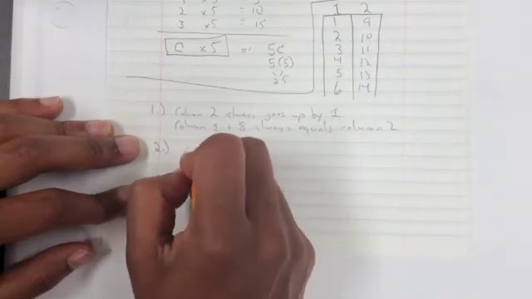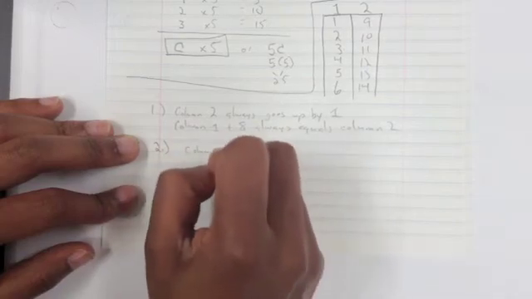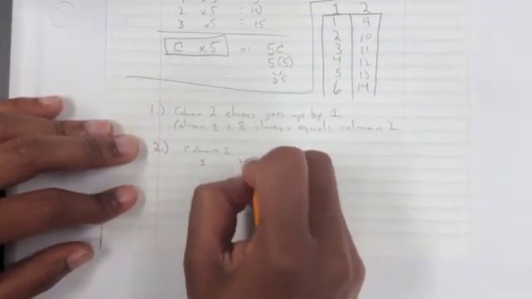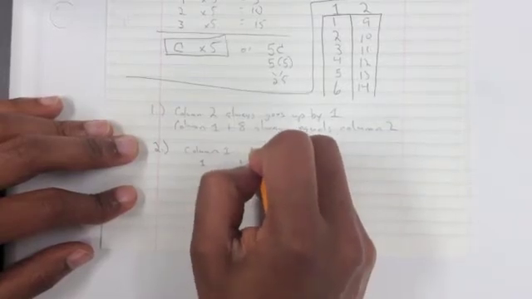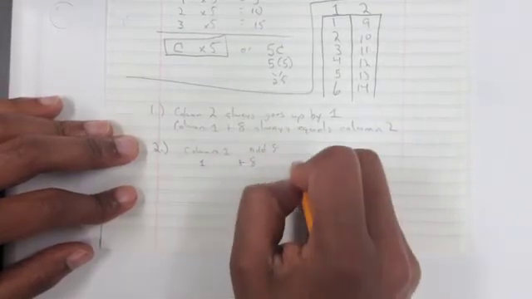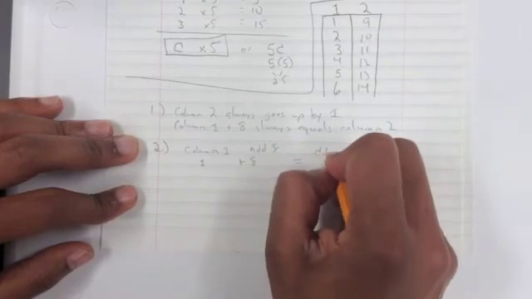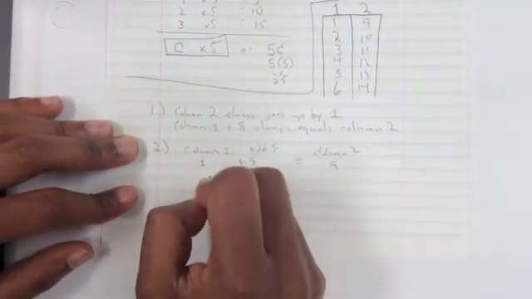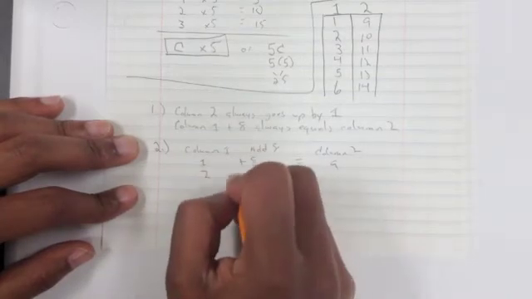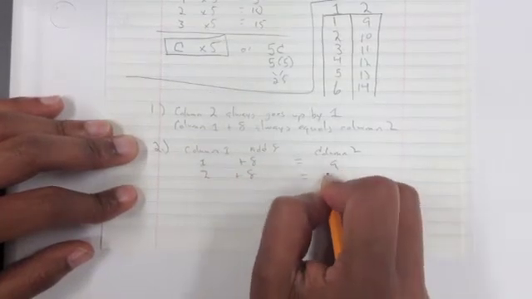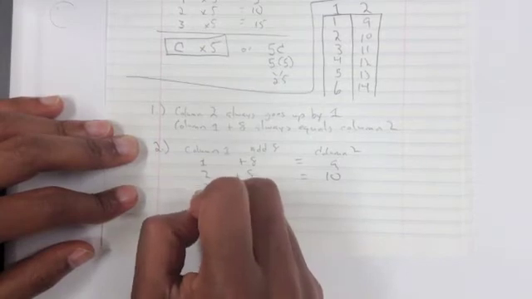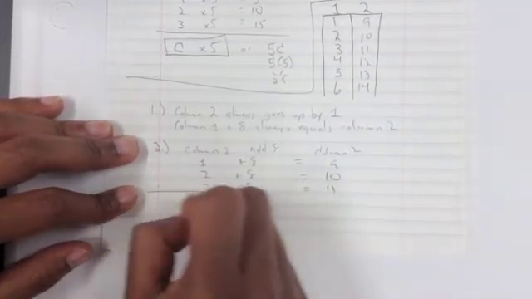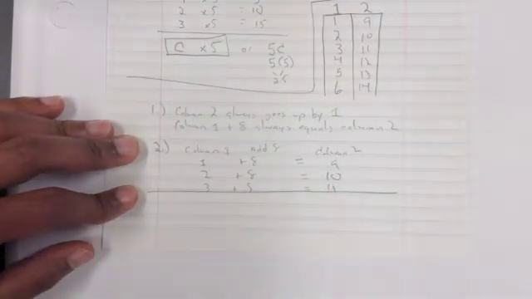If I take column 1, which is a 1, plus 8, so I'm basically adding 8, I get column 2, which is what I want, 9. Column 2 plus 8, I get 10. 3 plus 8, I get 11. So I've done it with numbers.